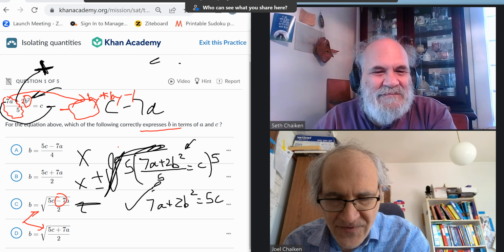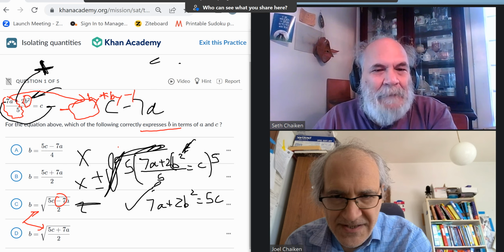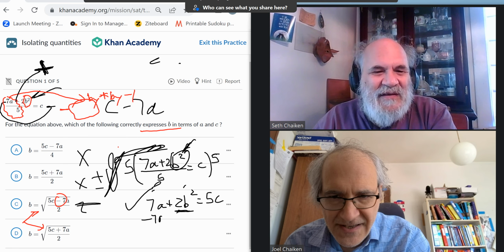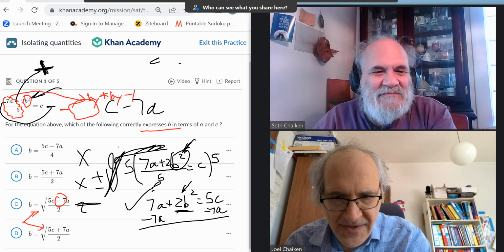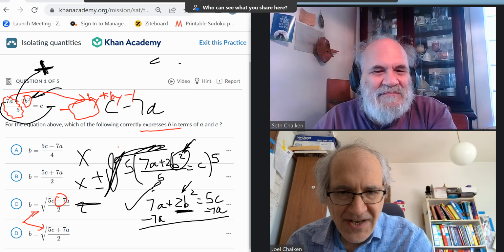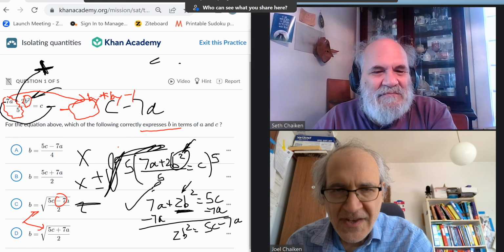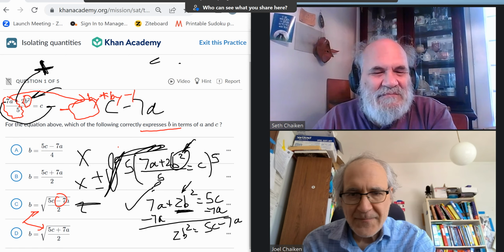Because that gets the 5 out of the denominator, and we're getting closer to where our goal is, getting this by itself. Now we have this term, so we've got to get this term by itself. So we subtract 7a, because the 7a is added to this term right here. We want to undo the positive 7a, so we do minus 7a, so we get 2b squared is equal to 5c minus 7a. We are 2 steps away.